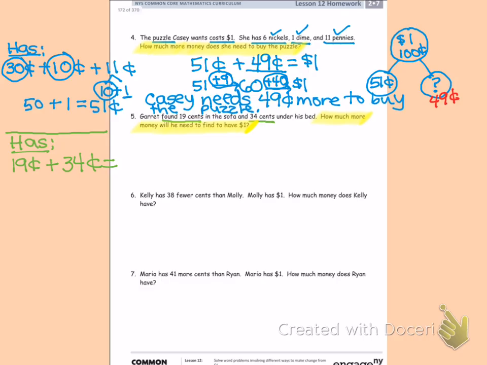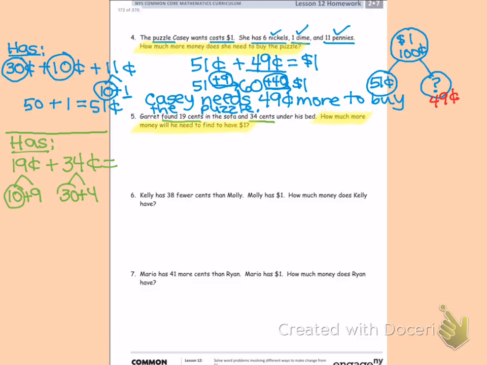I'll go ahead and decompose these numbers to pull out some tens. Oops, I made a mistake. I better fix that. That should say 30 and 4.